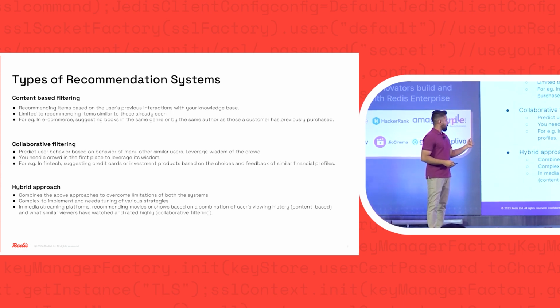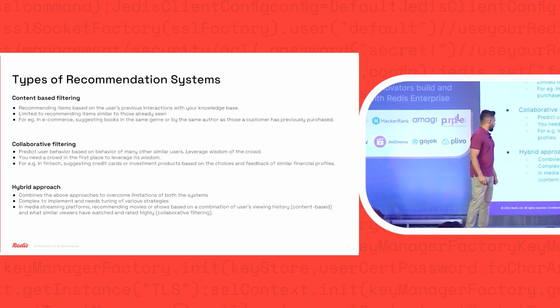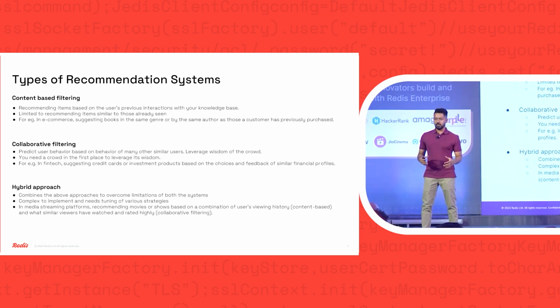But the biggest drawback, like you see on the screen, is that to leverage the wisdom of the crowd, you need a crowd. So if you are just starting your application, you may not be able to actually get these recommendations very easily. So that is called collaborative filtering. And finally, there is a hybrid approach where we combine both these approaches to get a more nuanced result.